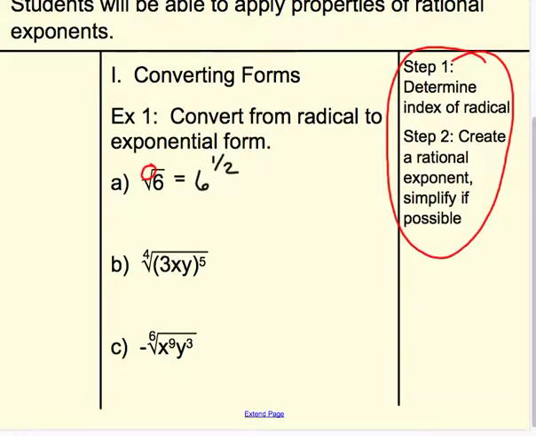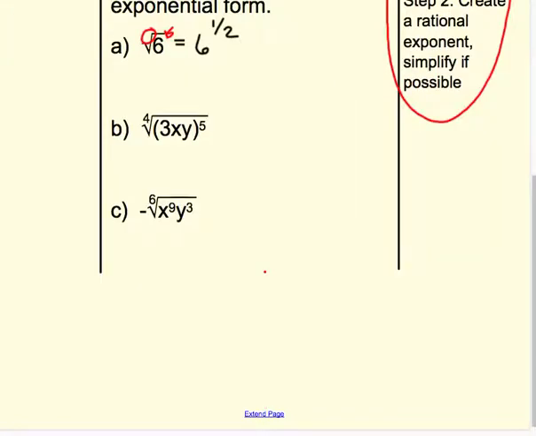Create a rational exponent. The way that you do that is you take the 2, it becomes the denominator. If there were a power on 6, or there is, it's a power of 1, that's the numerator. So looking at B, we have a power right here. So that will be the numerator of our rational exponent. So we have 3xy to the 5 over, the index is 4, that becomes the denominator of our rational exponent. So 3xy to the 5/4 power.